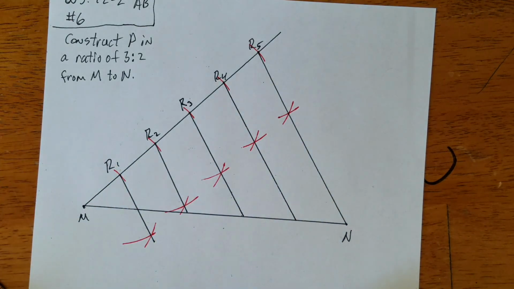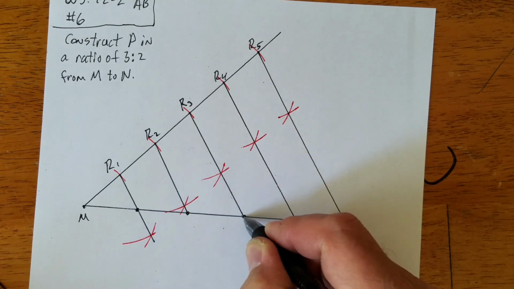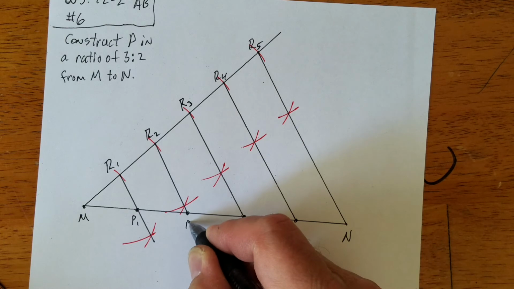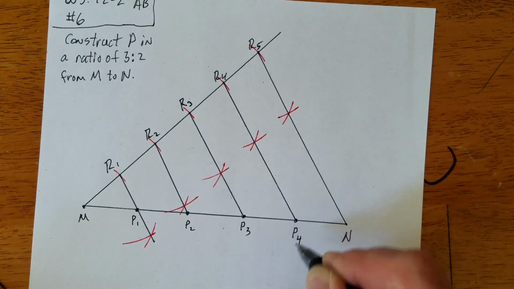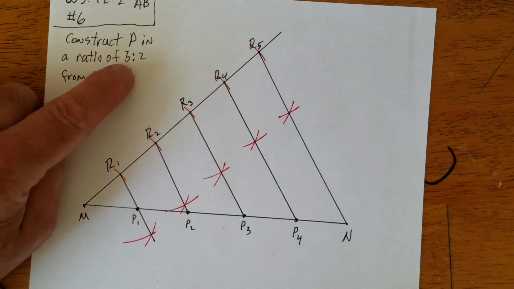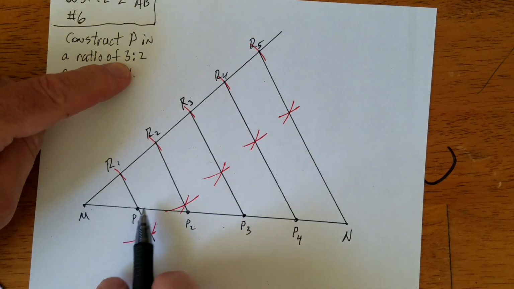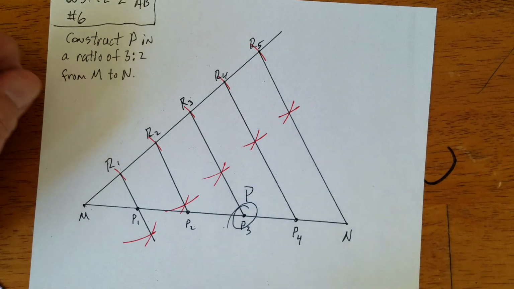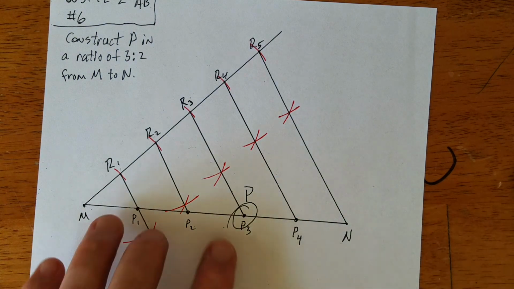There. So we can call this point 1, point 2, point 3, point 4. And now if we're going to find point P, which is 3 parts from M, start at M and count: 1, 2, 3. Here it is. There's point P. And it's 2 parts to N. 3 to 2.